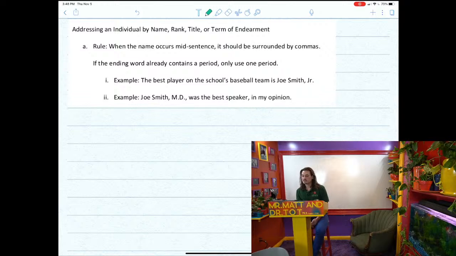So for example, the best player on the school's baseball team is Joe Smith, comma, Jr. So he has a suffix after his name, so his father is also Joe Smith, so he's Joe Smith Jr. Notice that we're ending the sentence with Jr., so you don't add an extra period. You omit one of them and you only have one period to end the sentence. Number 2, Joe Smith, M.D., was the best speaker in my opinion. So notice that his title as a medical doctor is occurring mid-sentence, so it's surrounded by commas.